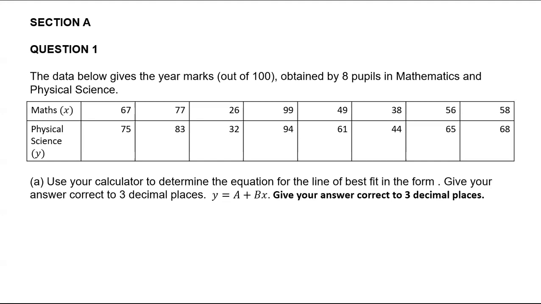Now, we need to use a calculator to determine the equation for the line of best fit in the form Y equals A plus B X. Give your answer correct to 3 decimal places. Now, how do we go about doing this? I'm going to start first by writing down the equation, which is a linear equation. It's a straight line equation, as you can tell. So your regression line will basically be a straight line equation.